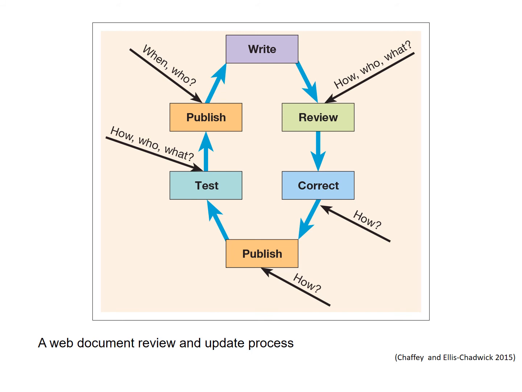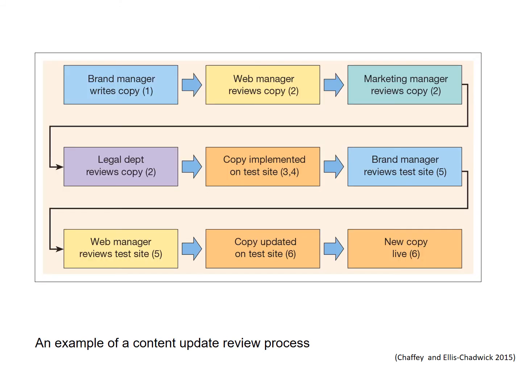Again, you write this, which then leads into a review, any corrections, testing it, and publishing it again. You go through this process to implement changes, updates and new products on your website. An example of a content update review process: the content update starts with the brand manager, who writes the copy. Exactly what copy do you want, for what product ranges or product lines, and so on and so forth.